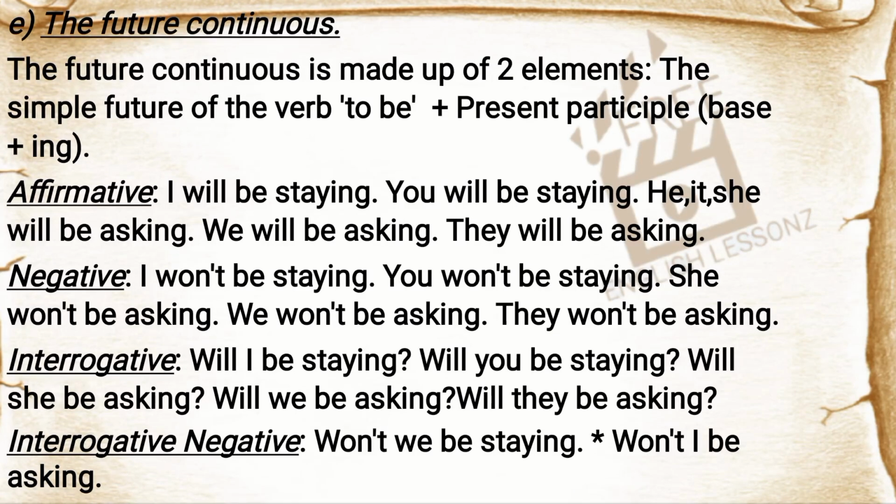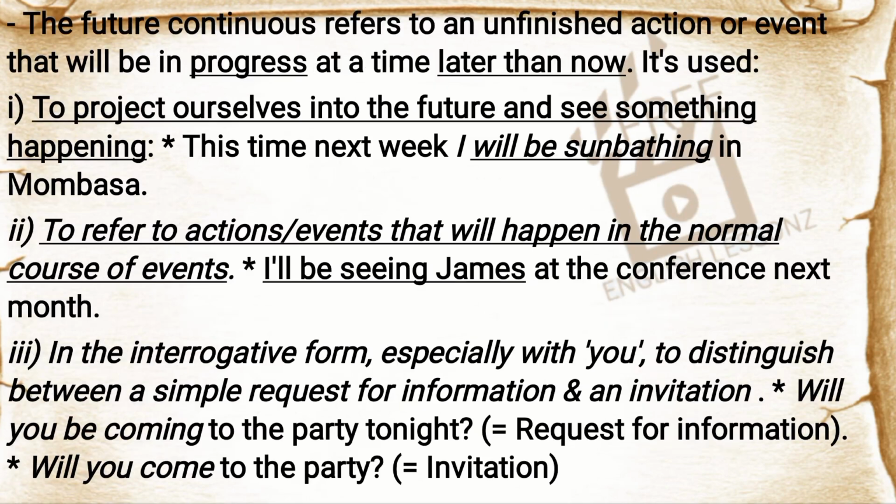Interrogative: will I be staying? Will you be staying? Will she be asking? Will we be asking, will they be asking? Interrogative negative: won't we be staying? Won't I be asking? The future continuous refers to an unfinished action or event that will be in progress at a time later than now.